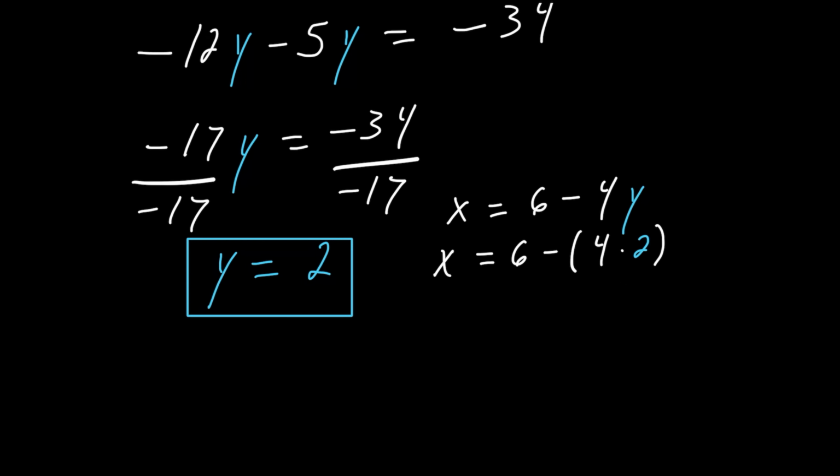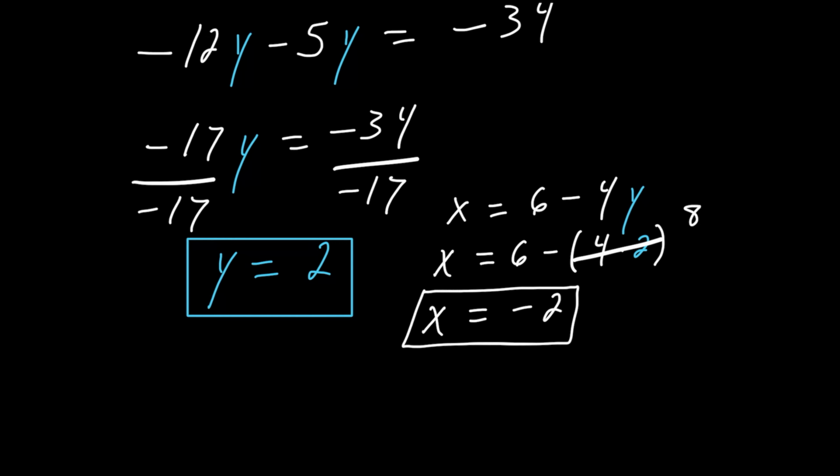4 times 2 equals 8, and 6 minus 8 is negative 2. So x equals negative 2. And just like that, we have solved for x. X now equals negative 2. Now these two expressions, 6 minus 4y and negative 2, are equivalent. This is just a longer way of writing it when you do not know what y equals. But the reason why we did this is so that we could input it into that second equation and be able to solve for y.